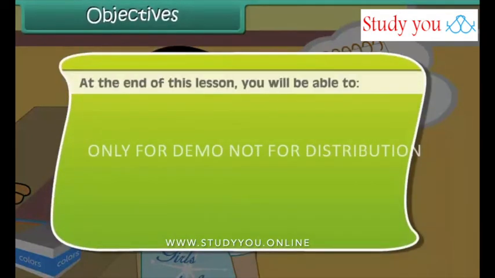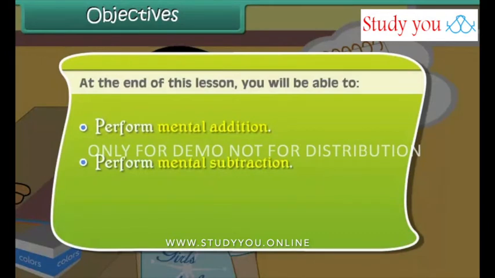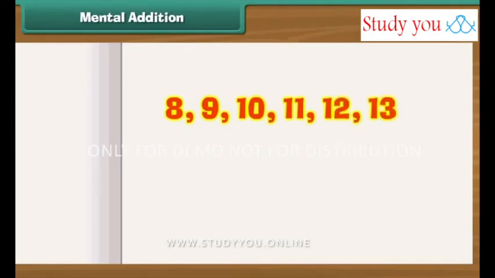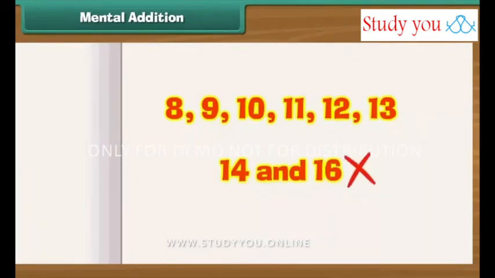At the end of this lesson, you will be able to perform mental addition and perform mental subtraction. Mental addition. How can we add 8 and 5 mentally? Simple. We count ahead of 8. 9, 10, 11, 12, 13. 13 is the answer. But what if we want to add 14 and 16? This technique will not work.